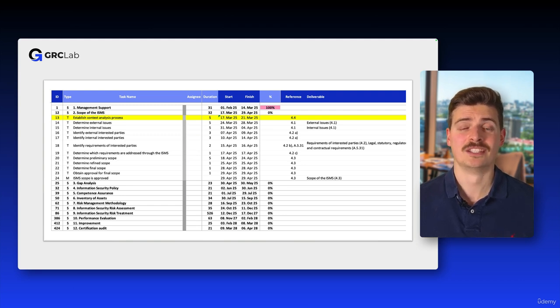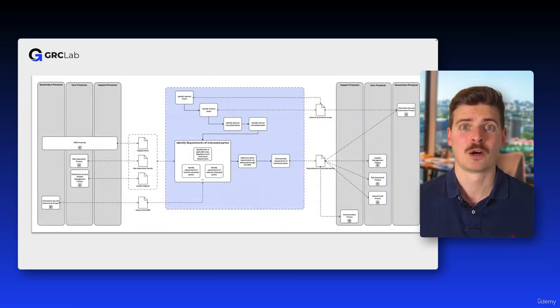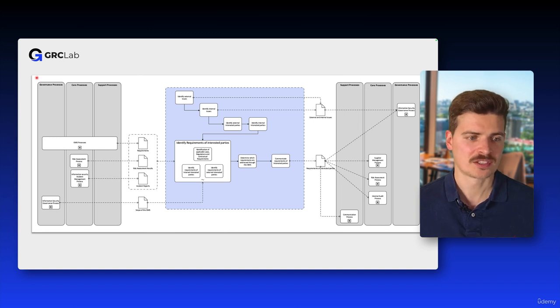Please remember that the determination of the scope is actually covered in the information security governance process. So in the process template that I'm going to show you right now, we're just going to focus on the internal and external issues and the requirements of interested parties. Alright, here we go. So as always, on the left we have the input, and on the right hand side we have the output of the process. The activities of the process are within the bluish highlighted area in the middle.